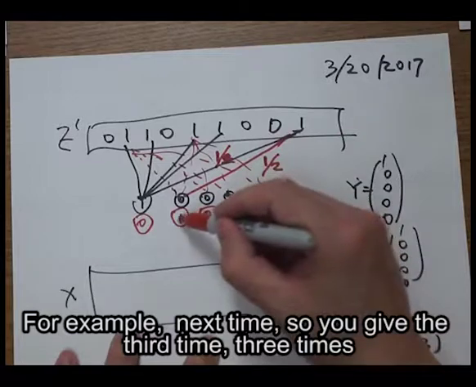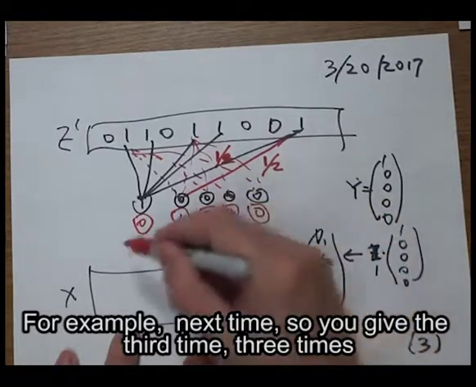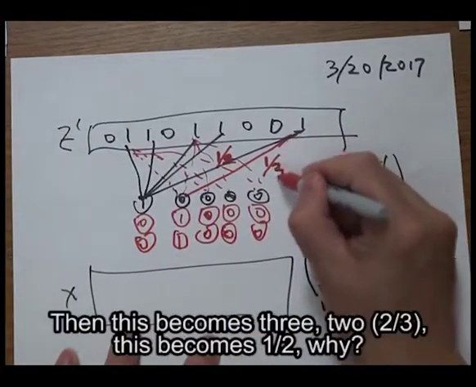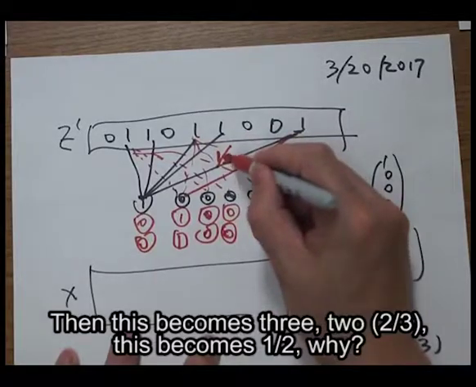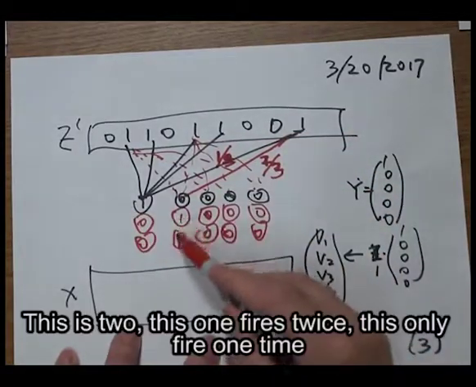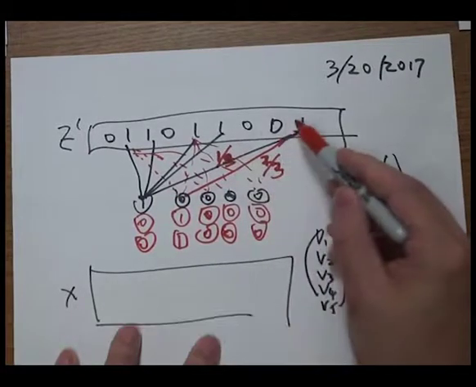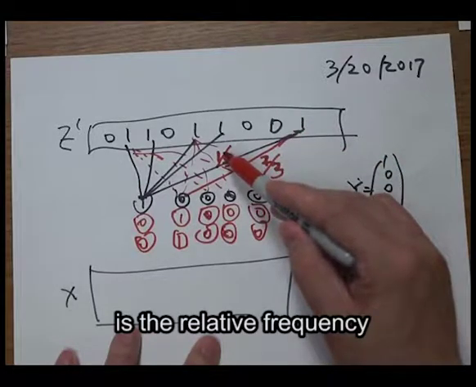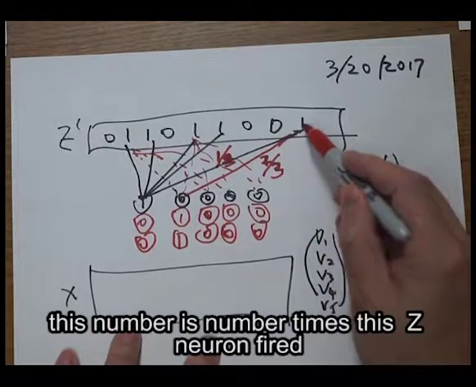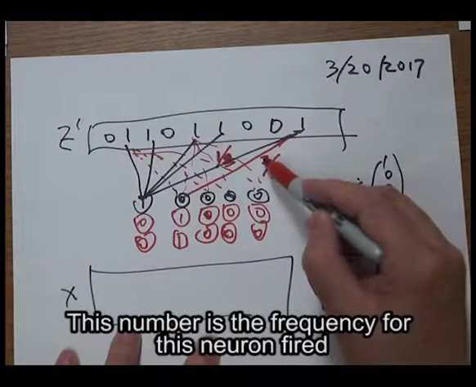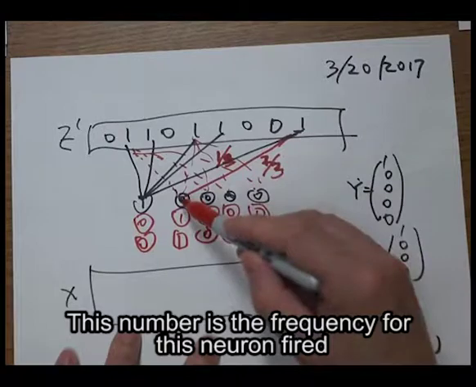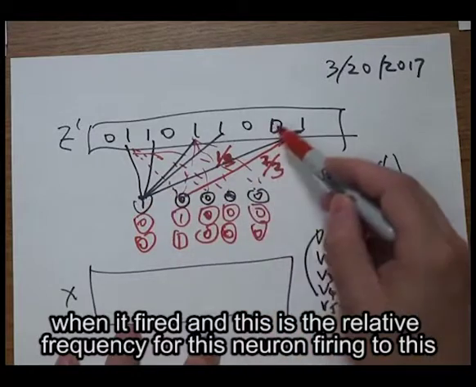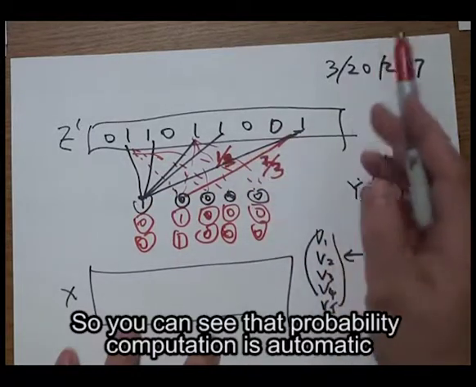All right, give an example: next time, so you give it a third time, three times, then this will become 3, 2. This becomes 1/3. Why? Because you have 3 times. This is 2, this is only 5 twice, this is only 5 one time. So it turns out that all the bottom-up weights for the Z neuron are the relative frequency. This number is the number of times this Z neuron fired. This number is the frequency for this neuron firing when it fired, and this is the relative frequency for this neuron firing to this. So you can see that probability computation is automatic.